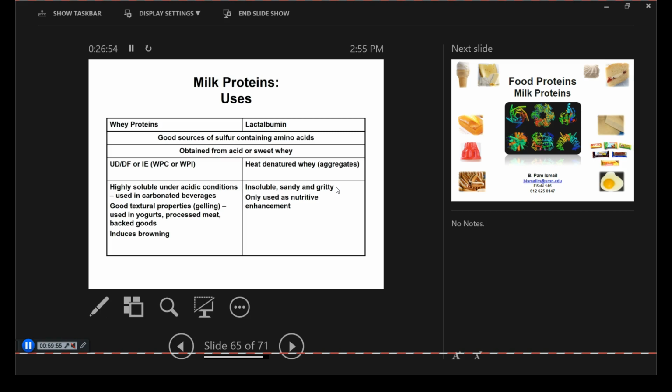Whereas lactalbumin that is produced by simply heating the whey, where you form a coagulant, it's an aggregate, it's insoluble, obviously denatured polymers. It's only used as nutritive enhancement, not much application.